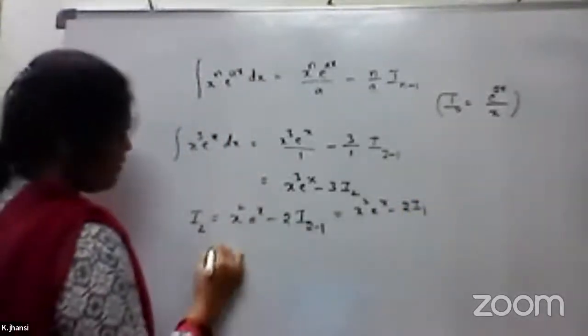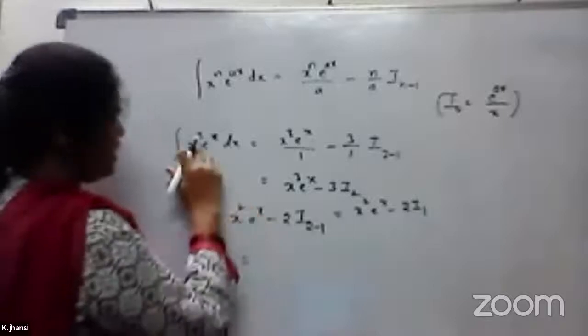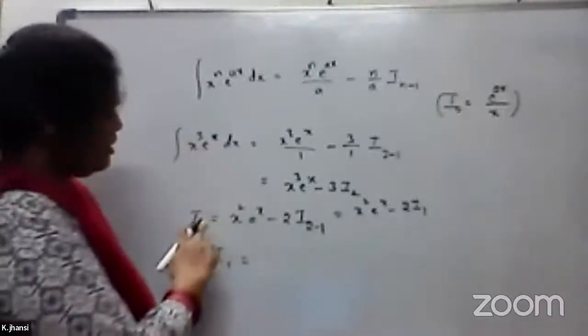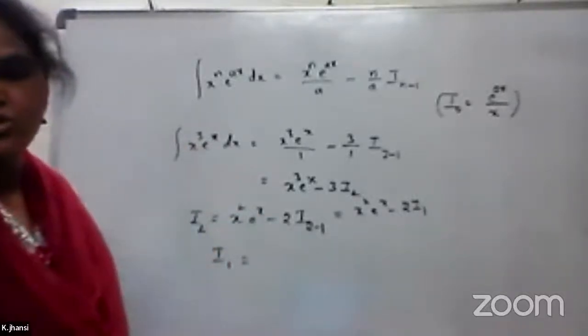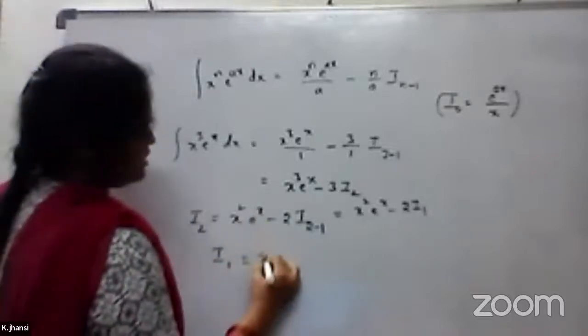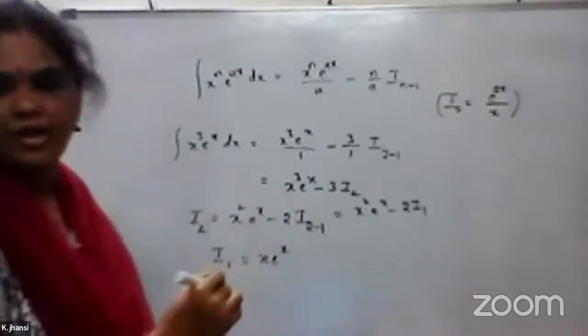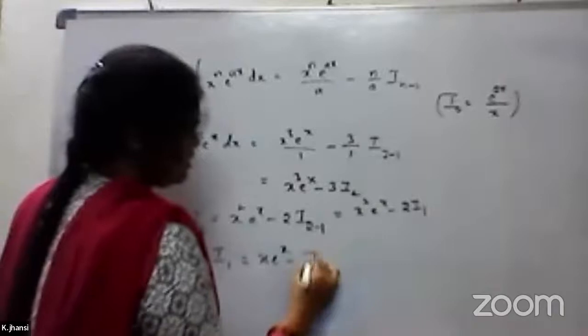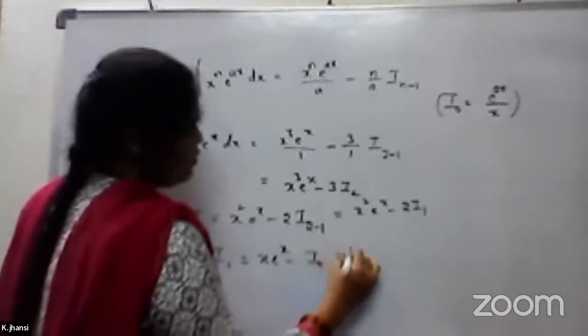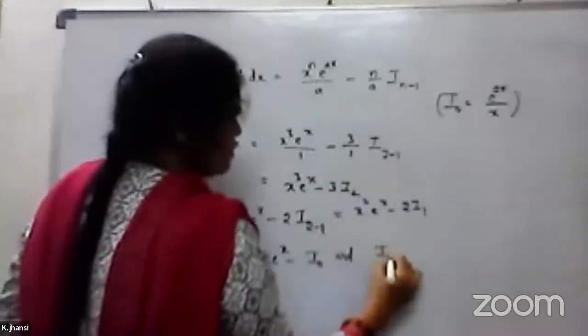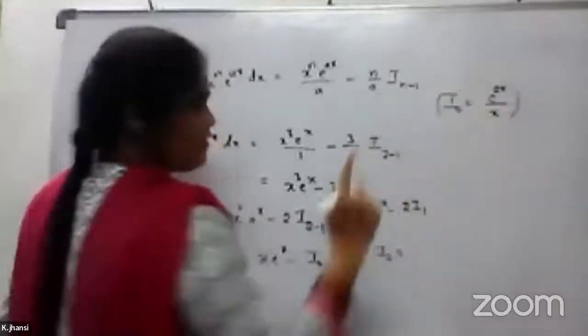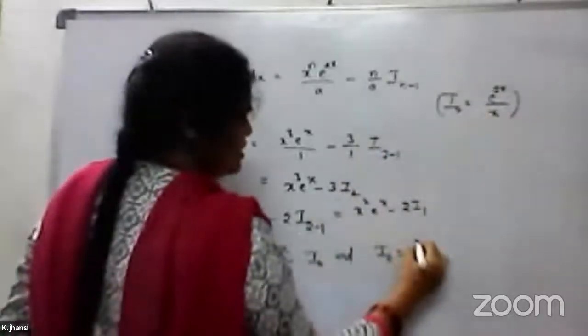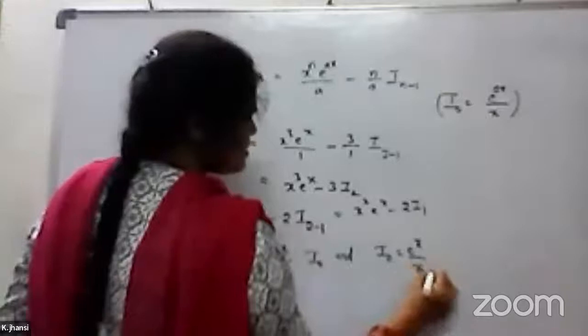So again I1 means I1 is equals to, here in place of this we get 3 minus 2 equals to 1, that is x e power x minus I naught. So and we know that I naught is equals to e power ax. Our a value is 1. So it is e power x by x.